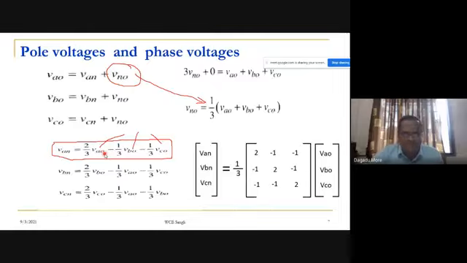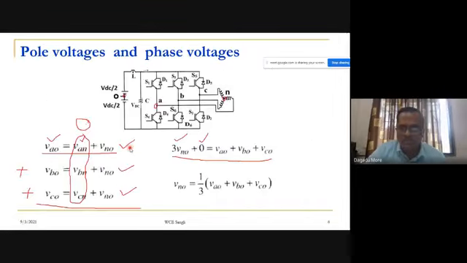And depending upon the three switches, VAO is either plus VDC by 2 when S1 is on, or minus VDC by 2 when the lower switch S4 is on. Similarly for VBO: when the upper switch is on, the voltage is plus VDC by 2, and when the lower switch is on, it is minus VDC by 2.